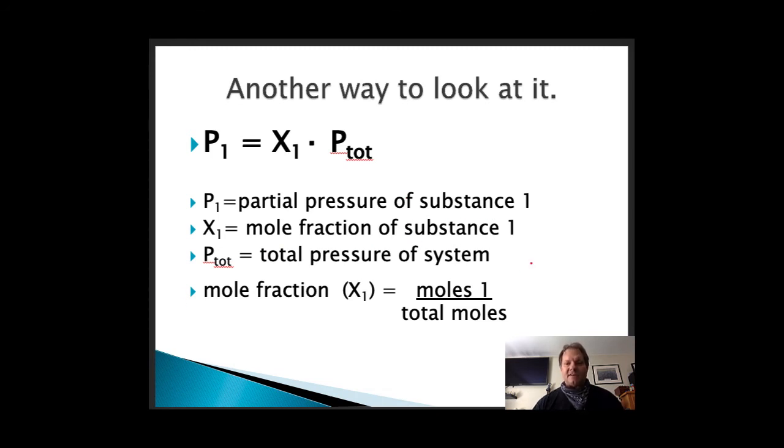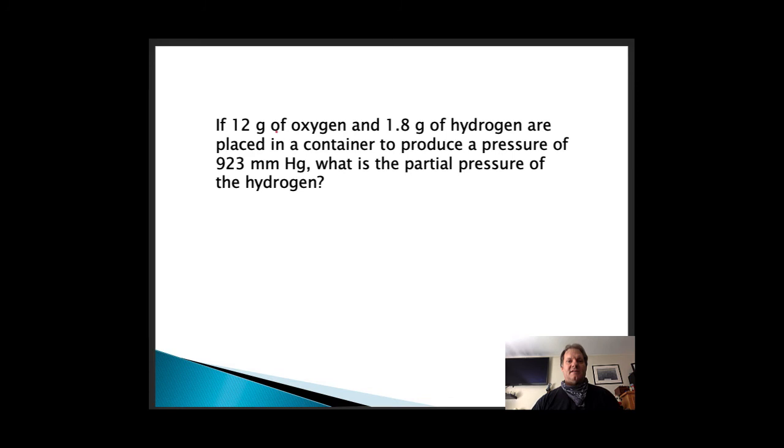The mole fraction is simply moles of the thing you're looking for divided by the total number of moles. So it tells you how many moles of what you're considering divided by the total number of moles to tell you what fraction of the pressure is due to that particular gas. So if 12 grams of oxygen and 1.8 grams of hydrogen are placed in a container to produce a pressure of 923 millimeters of mercury, what is the partial pressure of the hydrogen?